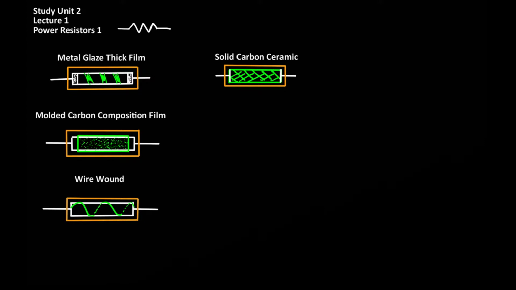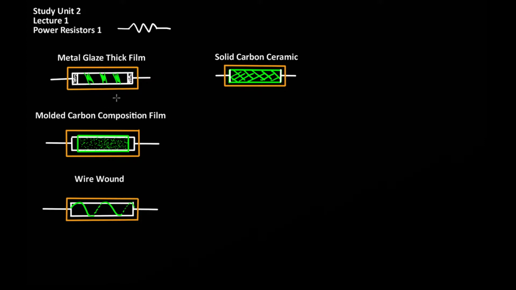There are carbon resistors such as carbon solid ceramic resistors and carbon deposited film resistors. There are metal resistors such as metal thin film, metal oxide film, glaze thick film, and so on. Then there are also wire wound resistors, which is basically just a wire wrapped around a core.